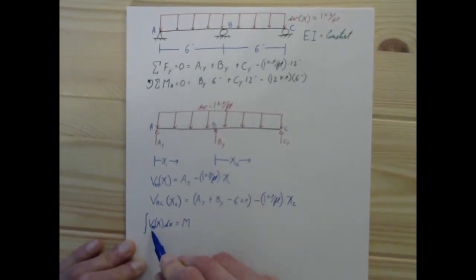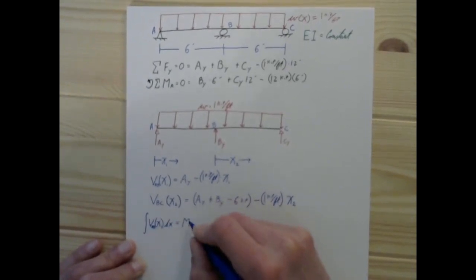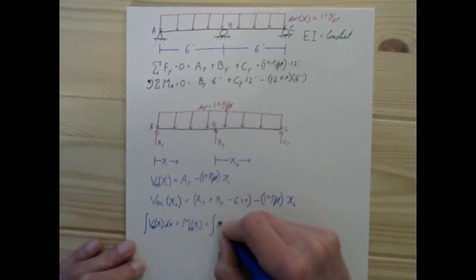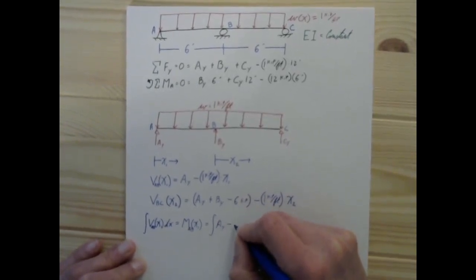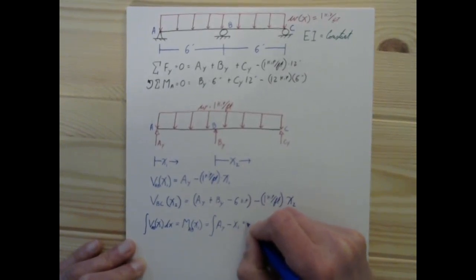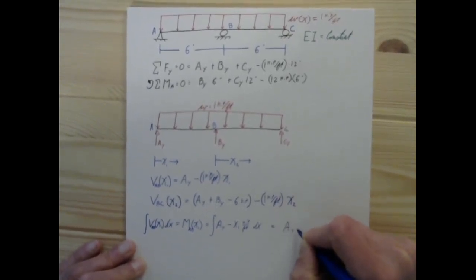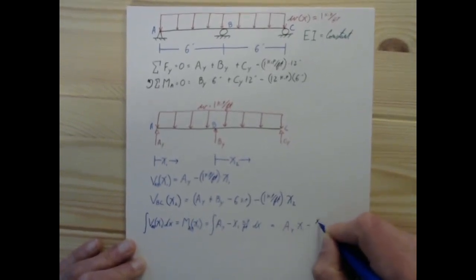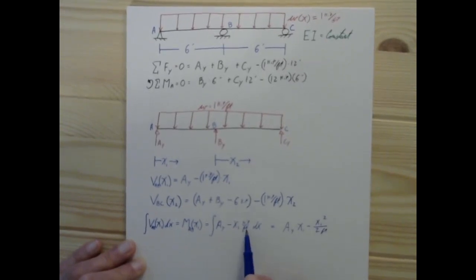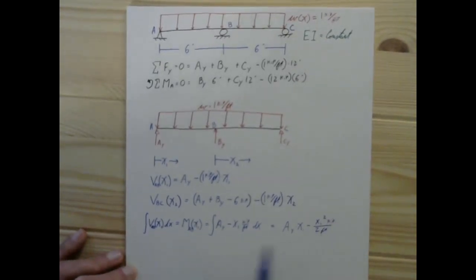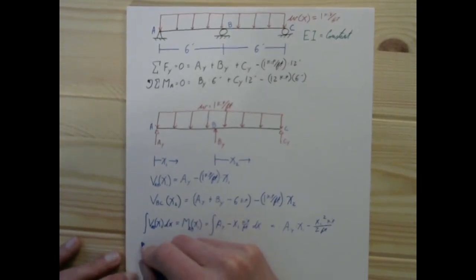The integral of the shear function from A to B as a function of x1 is equal to the moment from A to B, which is going to be a function of x1. So the integral of AY minus x1 kip per foot. Real easy. AY x1 minus x1 squared. I'm going to move this foot unit down here. But that's all that is, just the integral of that. And then I'm going to write this more sensibly this time.